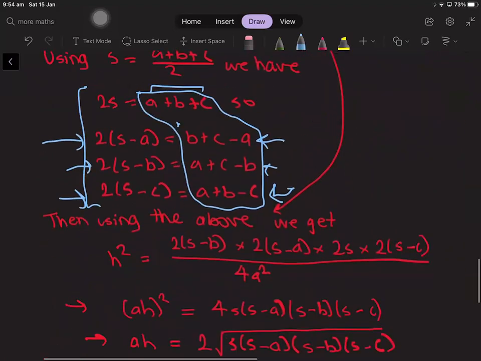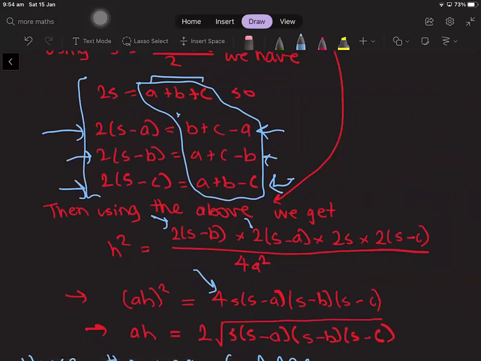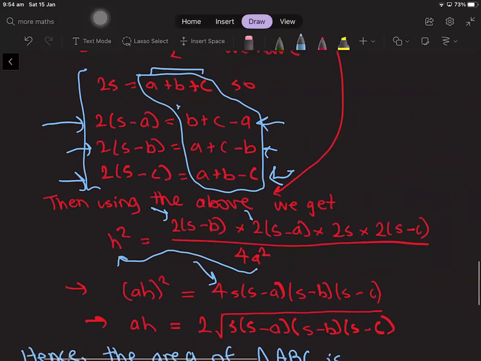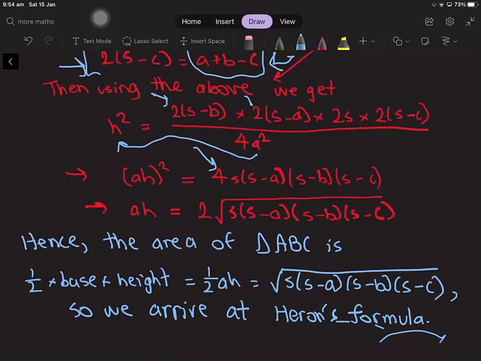And this is looking quite close to Heron's formula now. So we have 2 times 2 times 2 times 2 is 16 on the numerator, and divided by 4 is 4. We have 4 here. And also we are moving the a squared over to get (ah) all squared. And now if we take the square root of both sides, we get ah is equal to 2 times the square root of s(s minus a)(s minus b)(s minus c), since the square root of 4 is 2.